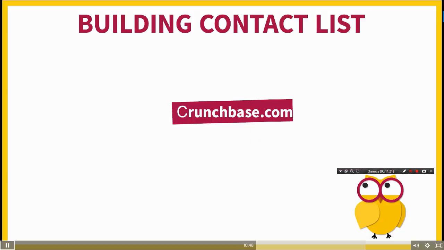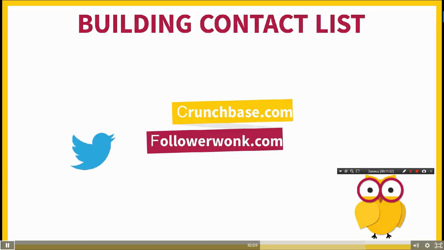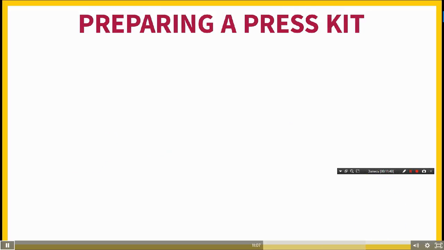You can also try to find the contact information of journalists on the following websites: crunchbase.com, a comprehensive database of organizations and people, and followerwonk.com, a tool that lets you search people's Twitter usernames. So with this tool, you can find many influencers. Guys, reporters are some of the busiest people in the world, and it's true. So the more you help them, the more results you'll get.